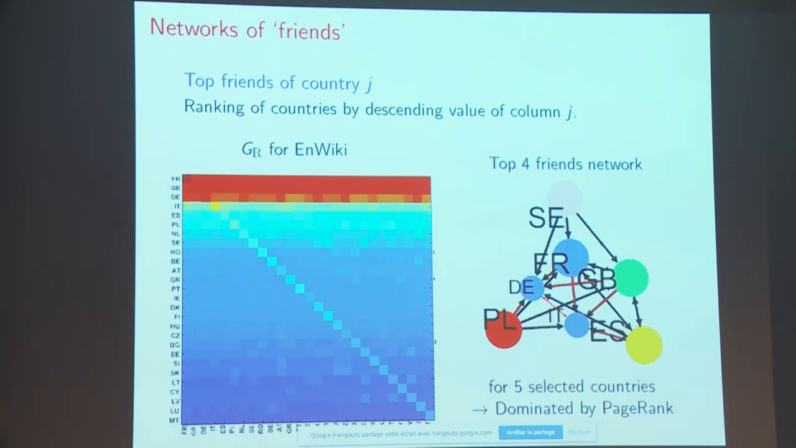So what is the network of friends? We say that a top friend of a country J is obtained by ranking all the countries in column J by descending value of column J in the matrix of interest. And we pick the top four friends, for instance, to build a little directed network as represented on the right-hand side of the slide. On the left-hand side, we have pictured GR for the English Wikipedia.